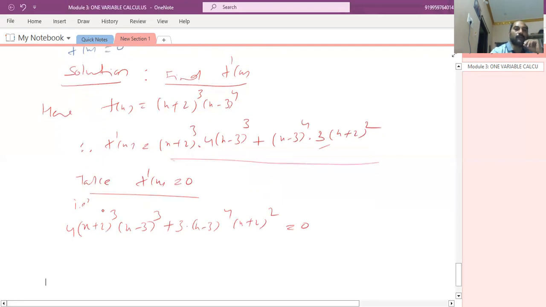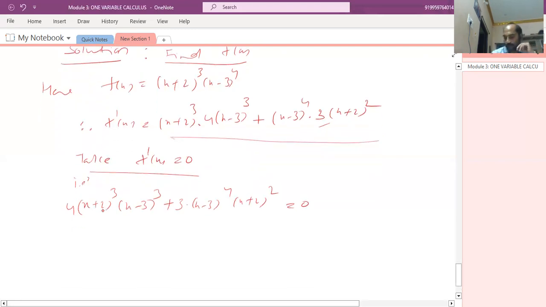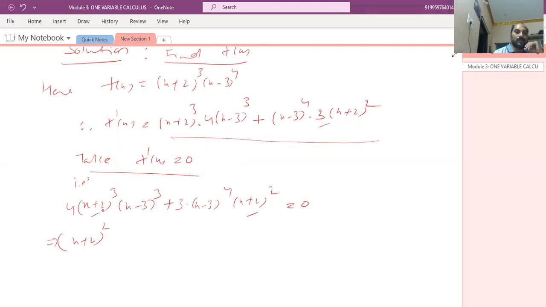Now take a common factor. Take (x plus 2) common. Here x plus 2 has square, here x plus 2 has cube. The minimum exponent is 2 between these two, so take 2. Similarly, take (x minus 3) whole cube common.